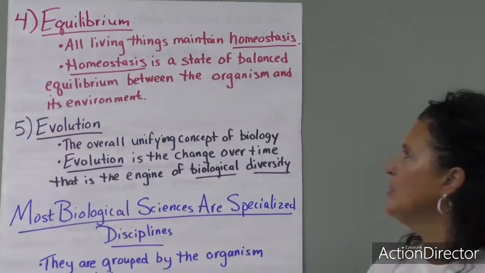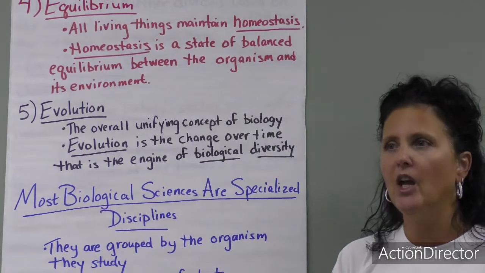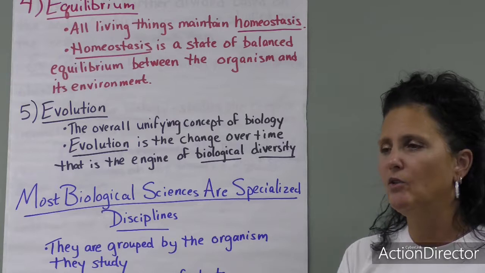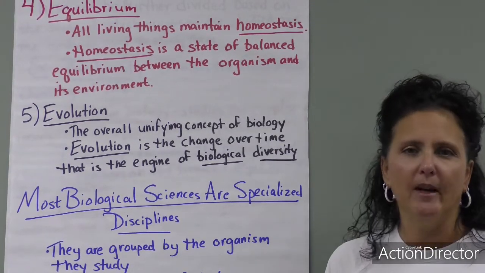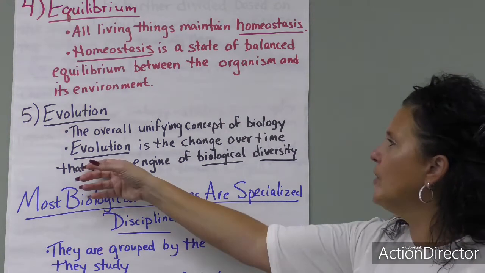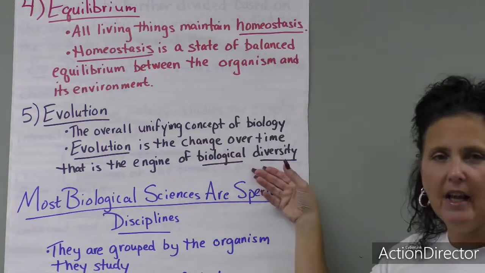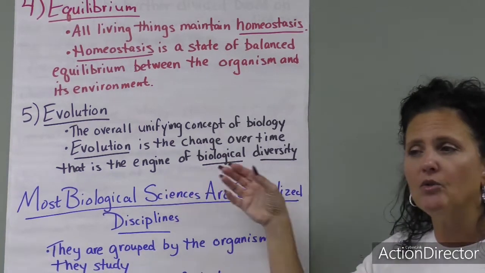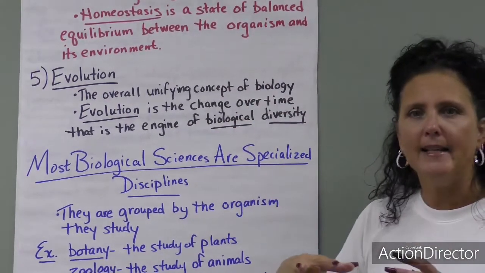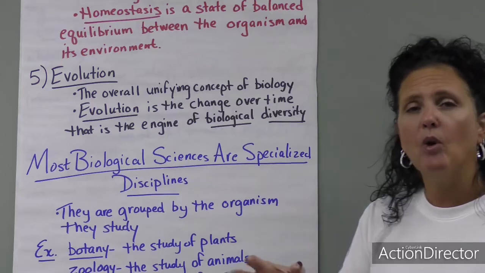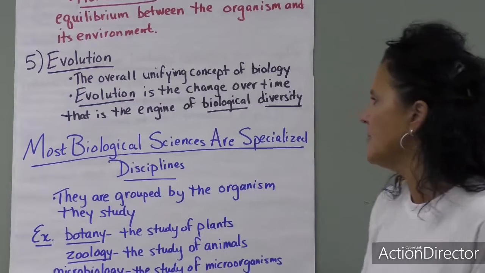And number 5 is evolution. And evolution is the overlying unifying concept of biology. Not just what Darwin taught us about evolution, but we will look at adaptation, and we will look at things like punctuated equilibrium, but we'll get to that later on. Evolution is the change over time, and that's what drives biological diversity, and that's what we want. We want biological diversity. You don't want all the organisms in one niche or in one place to be exactly the same. We want diversity within our organisms, our habitats, our communities, and all of those things.